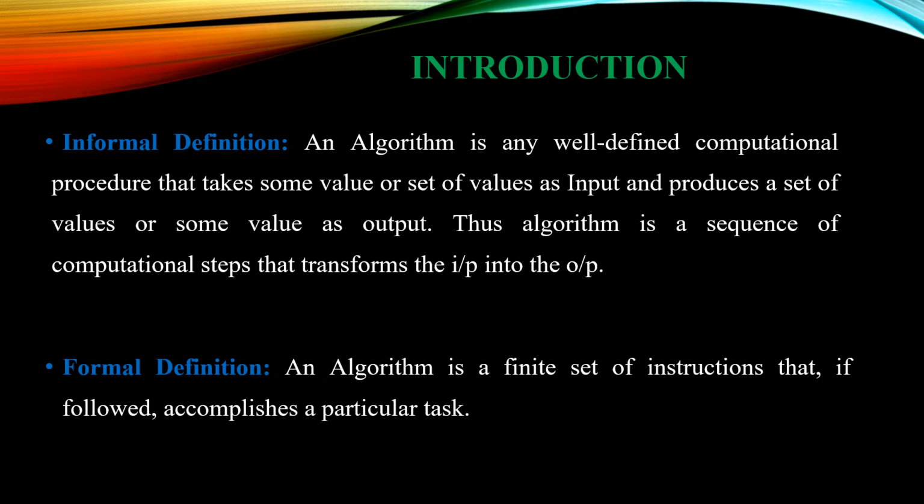So then, what is the formal definition of an algorithm? An algorithm is a finite set of instructions that, if followed, accomplishes a particular task. In other words, an algorithm is a step-by-step process for solving a particular problem. This is also a formal definition of an algorithm.